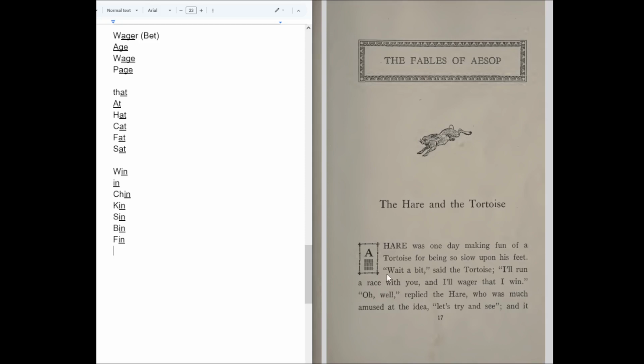Okay, let's do it together. Wait a bit, said the tortoise. I'll run a race with you, and I'll wager that I win. One more time. Wait a bit, said the tortoise. I'll run a race with you, and I'll wager that I win.